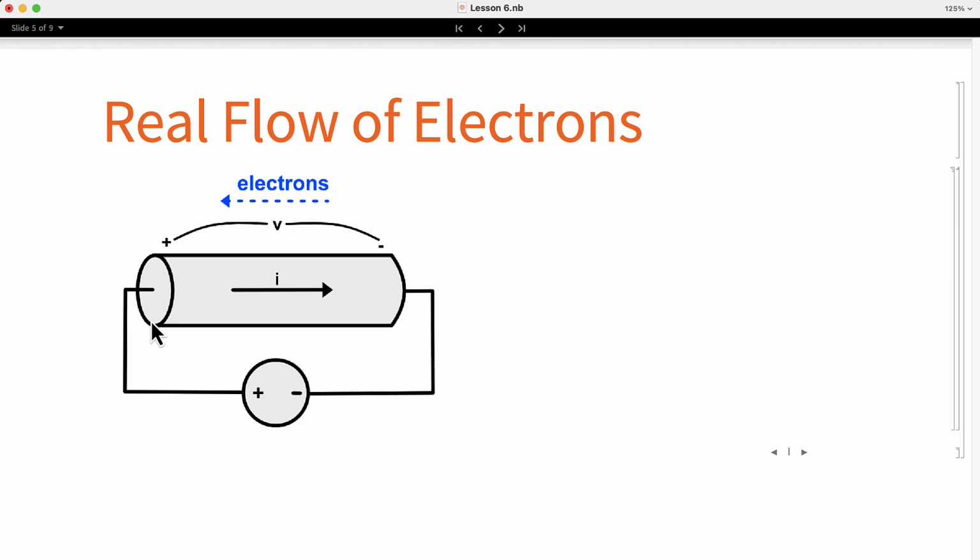But in reality, we have a flow of negative energy in the form of electrons. The electrons flow in the opposite direction, and being negatively charged particles, the terminal they touch first is the negative. In practice, when designing circuits, we don't really need to bother with the direction of the electrons. As long as we stick to the convention, our calculations will be correct.